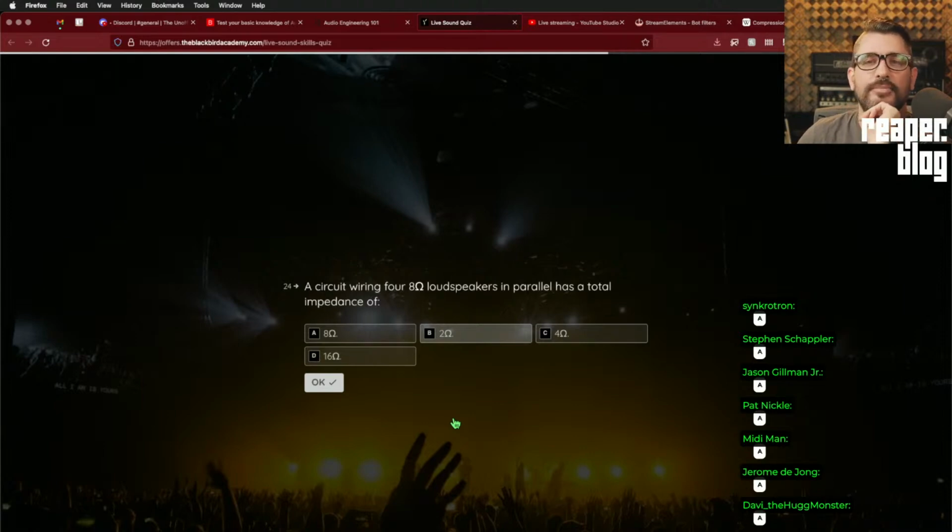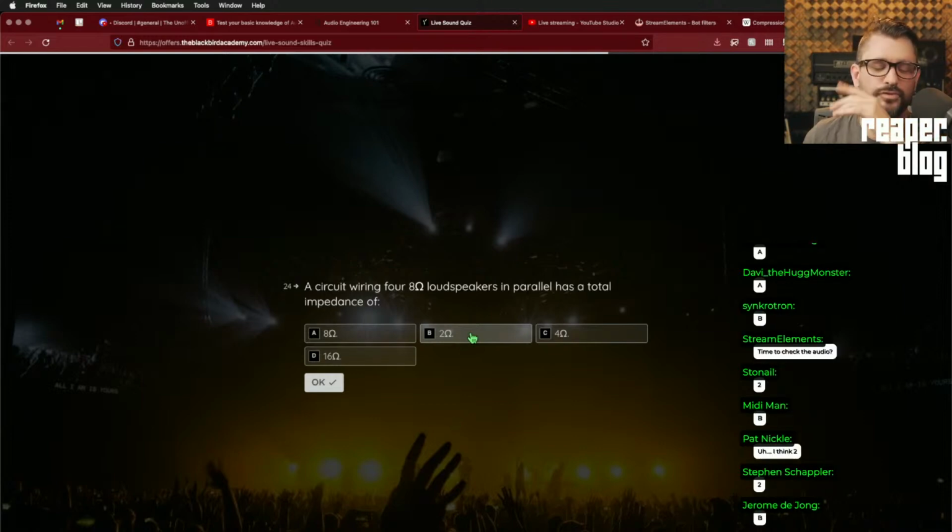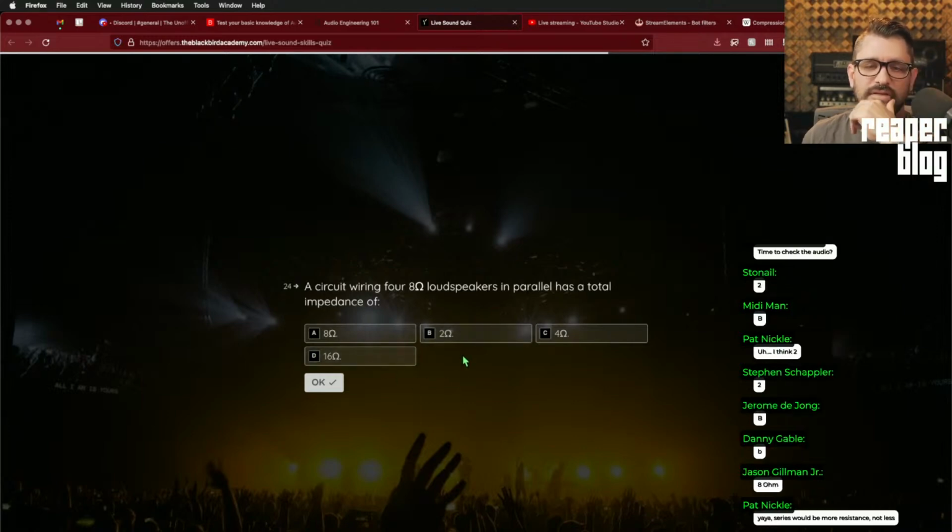4 loudspeakers in parallel. So parallel divides it by 2, right? Divides it by 2. So 8 4-ohm loudspeakers would be 2 ohm total impedance. If it was in series, well, it wouldn't be 16 either. If they were in series, it would add up. So 2.